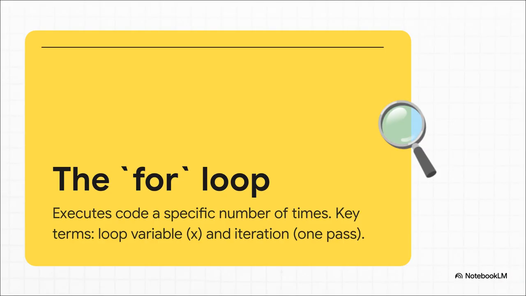Now let's get our terms straight, because this is super important. A for loop is what we call a control flow statement. Basically, it runs a block of code, that's the indented part, a specific number of times. That little x is our loop variable, and it's going to change with each pass through the loop. And each one of those passes, we call an iteration.